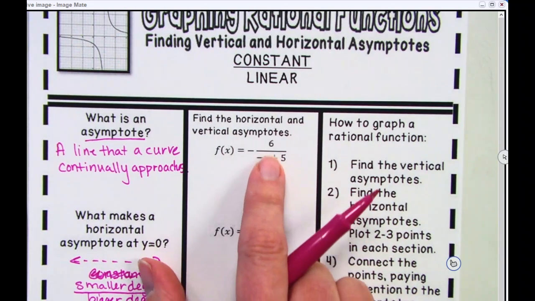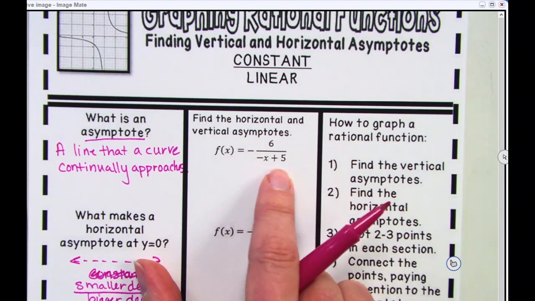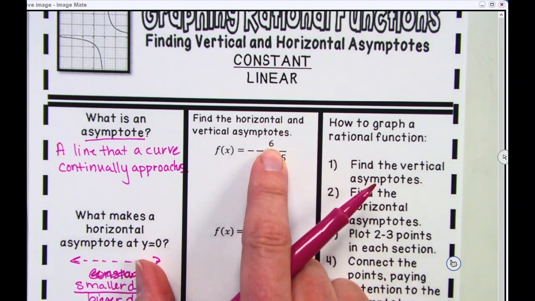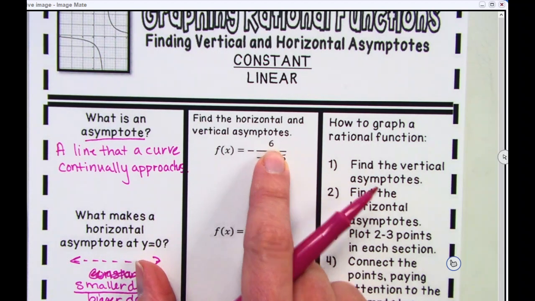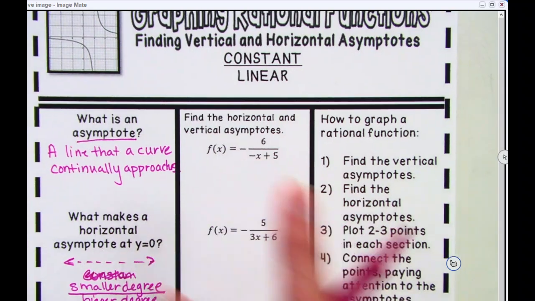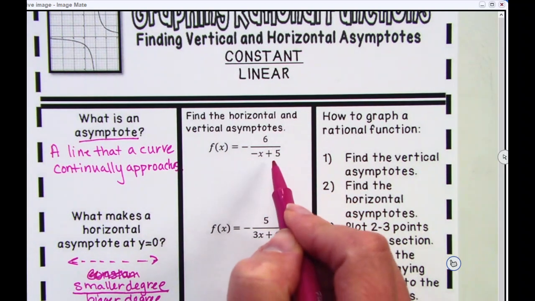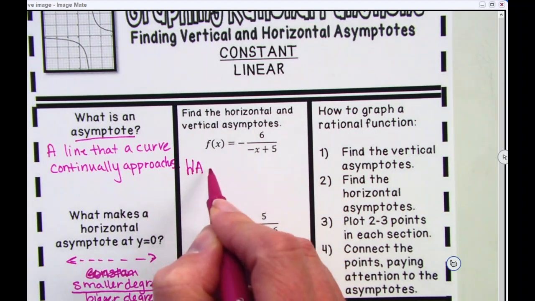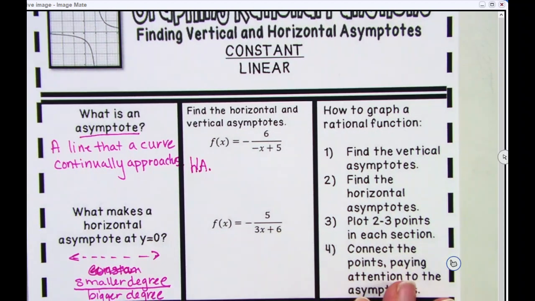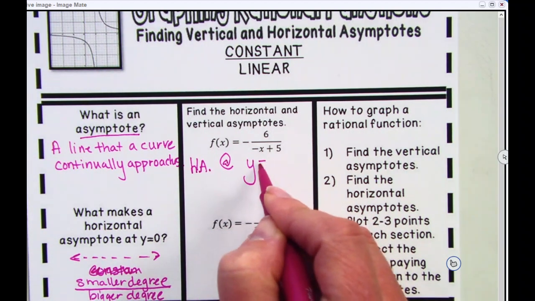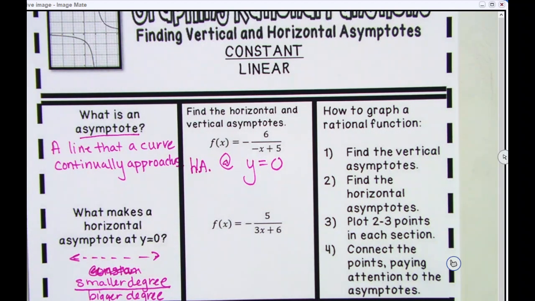Our functions today are all going to be constants over linear. I'm not going to be too crazy with you today. So what's the degree of the numerator here? 0. What's the degree of my denominator? 1, right? Just the exponent, 1. Because the numerator's degree is smaller than the denominator's, I know I have a horizontal asymptote, which I'll abbreviate HA, at y equals 0.